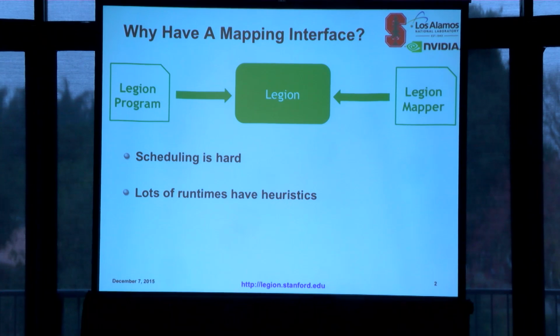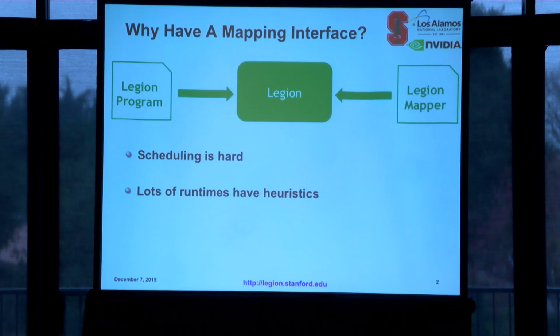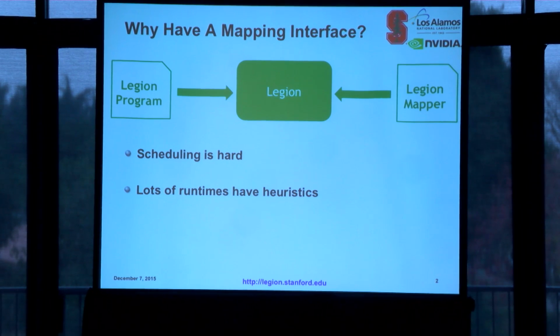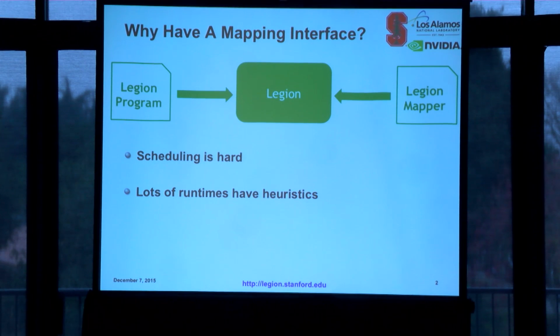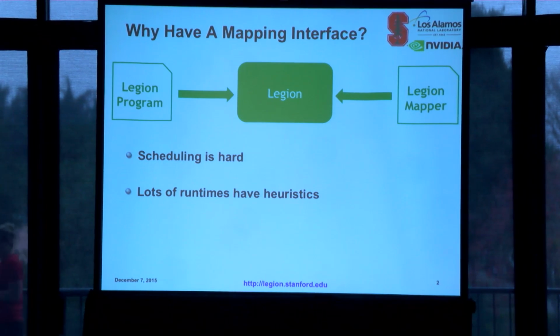So the state of our world today is that we write Legion programs, and then we also have this separate mapper interface, which allows you to construct mappers to say how to target that program onto particular machines. The reason we've gone about this is a very important design decision for Legion. Scheduling is a very hard problem that people have to solve, and there are lots of different groups out there trying to solve it. Lots of them are building heuristics into their runtime to try and optimize for performance for various applications.